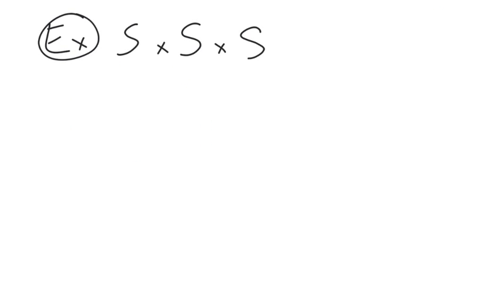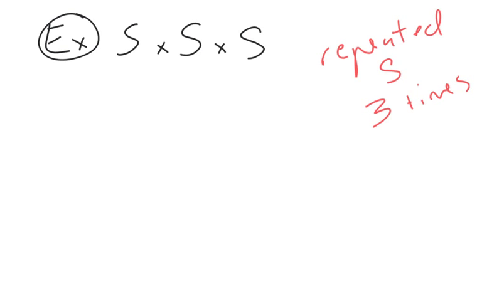In this question, we want to express s multiplied by s multiplied by s in exponential form. As you've noticed, there is something that is being repeated, and that something is the letter s, or the variable s. How many times is it being repeated? It is repeated 3 times.